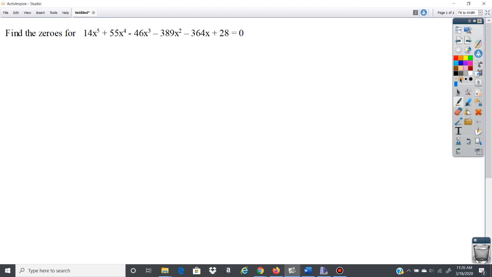All right, a little bit thicker here. So I'm going to take this -2, and I'm going to set this up. I am reducing this using synthetic division. Hold on. Okay. All right, so I'm going to go 14, 55, -46, -389, -364, and 28.